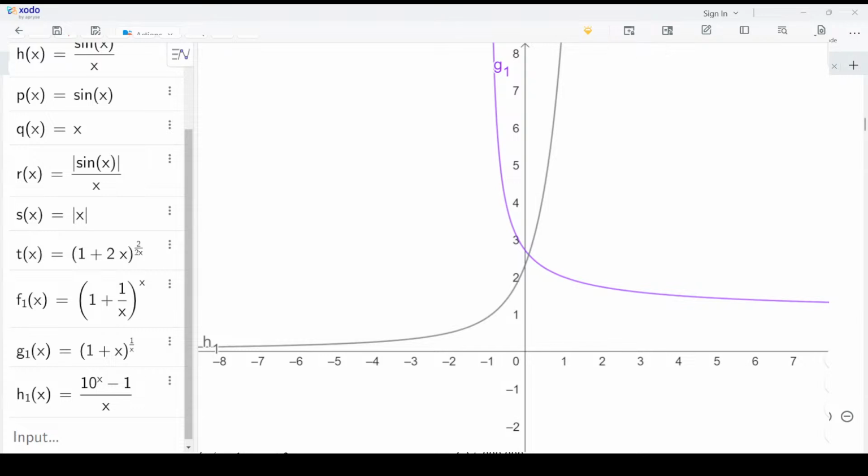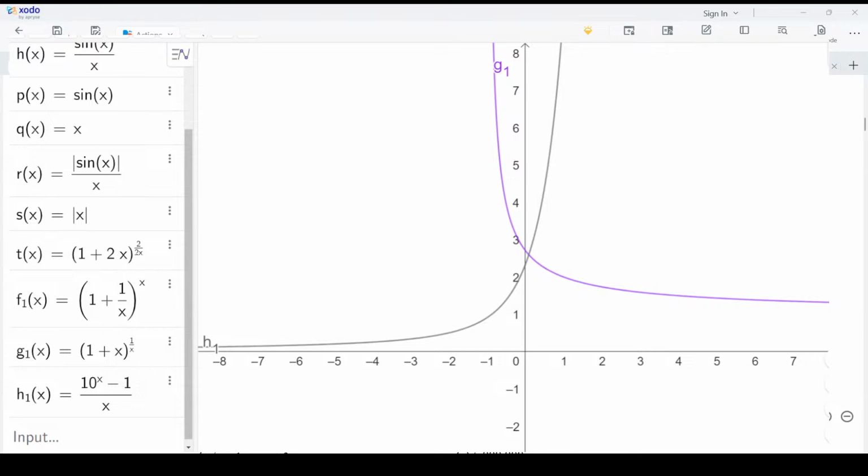Why? It's a different kind of function. E power x is an exponential function, because x is in the power, whereas x cube, x power 10, x power 2 by 3 have x as the base. These are polynomial functions, and that is an exponential function. So you cannot differentiate an exponential function the same way as a polynomial function.